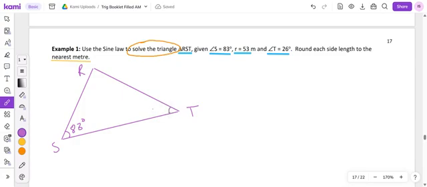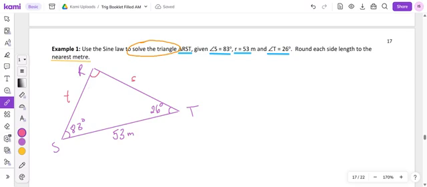T is 26, always adding that little degree symbol. And then we get that lowercase r is 53 meters. And I'm going to use a different color to show what I need to find. I need to find angle R, and also sides S and T.